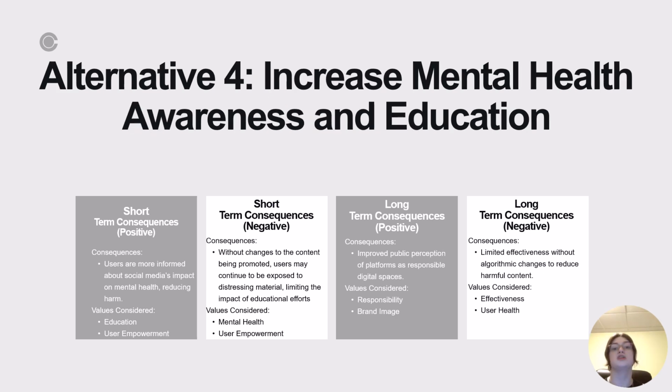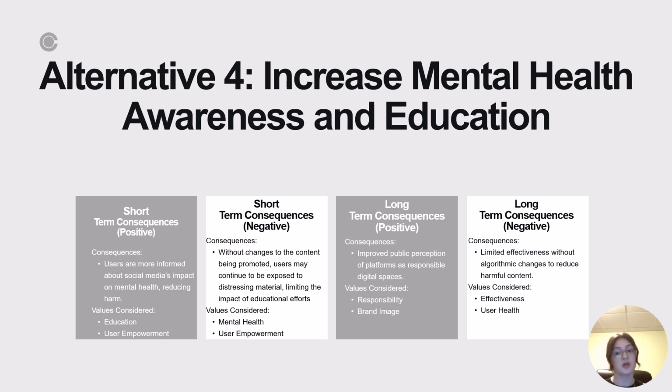Alternative 4 is increased mental health awareness and education. The short-term positive of this is that users are more informed about social media's impact on mental health, reducing their harm. Again, this increases their education and user empowerment. However, the short-term negative is that without changes to the content being promoted, users may continue to be exposed to distressing material, limiting the impact of educational efforts.